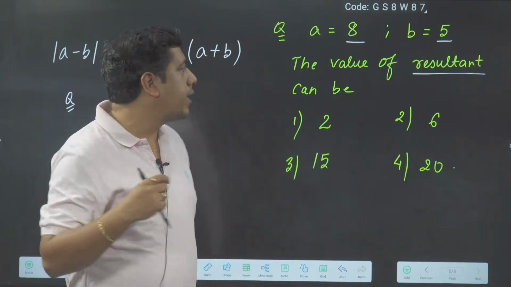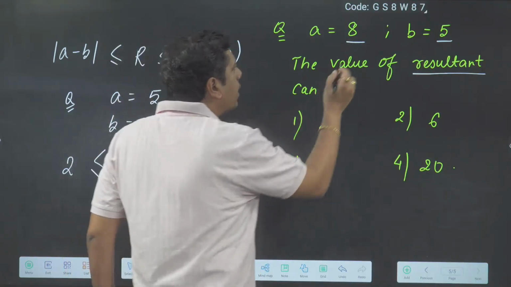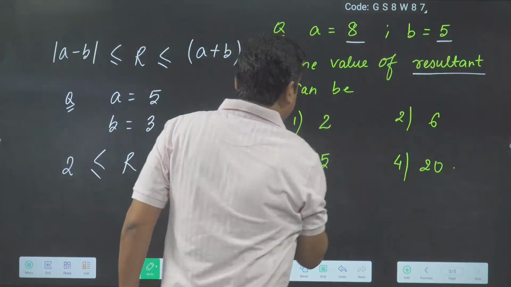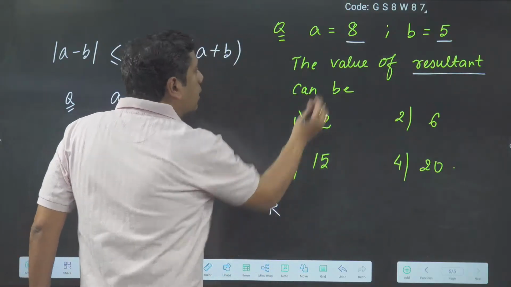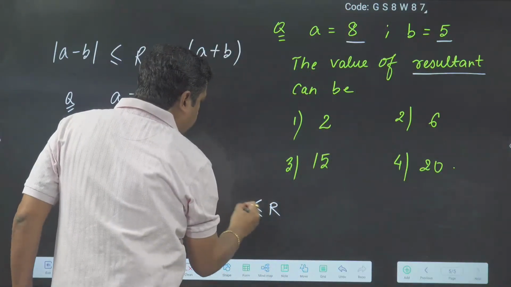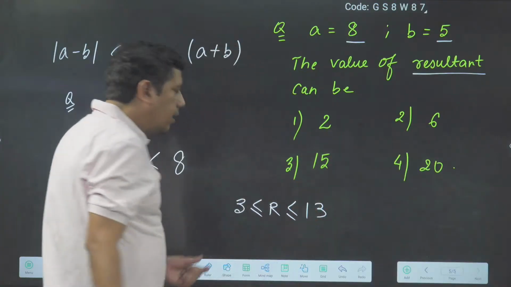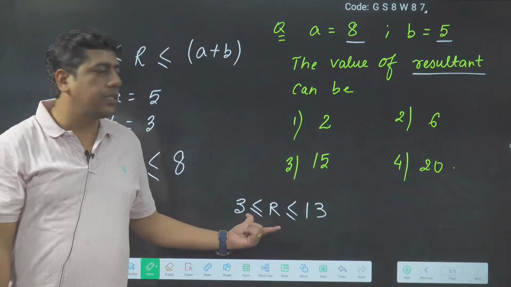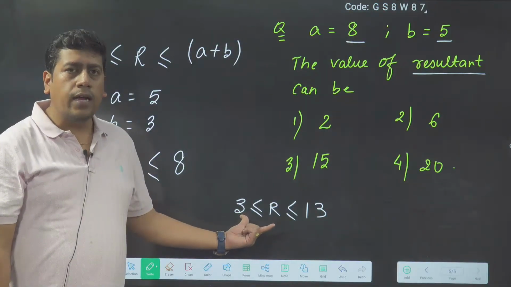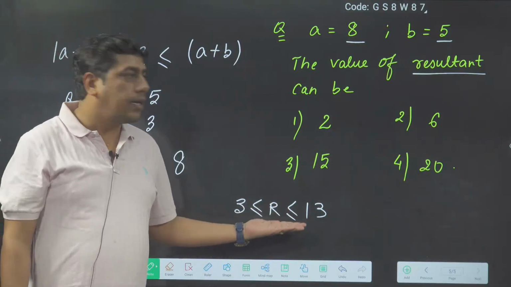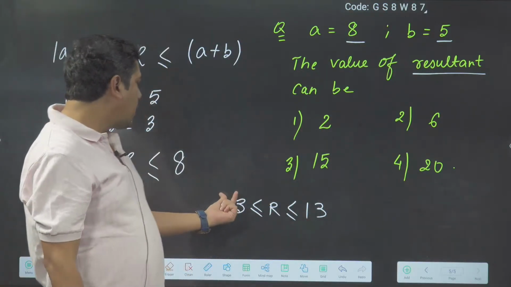Please understand, this is a question where you have to eliminate the options. See, what is the range of this resultant? 8 minus 5 is 3, and the maximum value can be 13. That means the value of R is supposed to lie between 3 and 13. If you look here, 2 is outside the range.